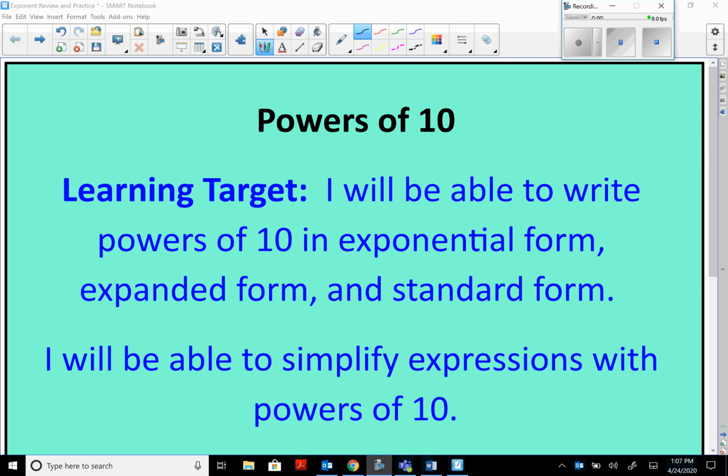So our learning targets are that we'll be able to write powers of 10 in exponential form, expanded form, and in standard form. I will also be able to simplify expressions with powers of 10.